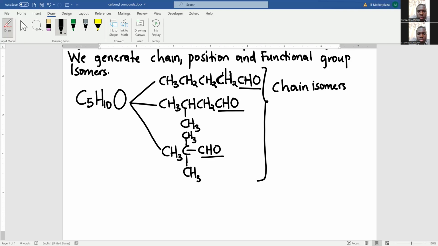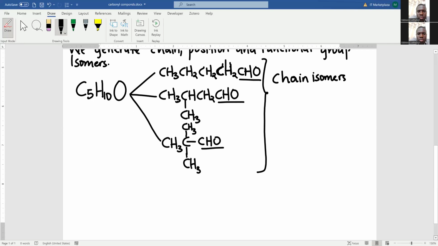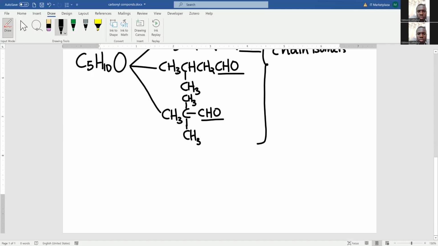One can as well consider ketones. I can also have ketones. How? Let me also do it here. Alternatively, we can as well have C5H10O. Then come up with the following.